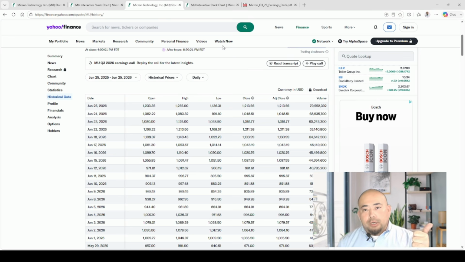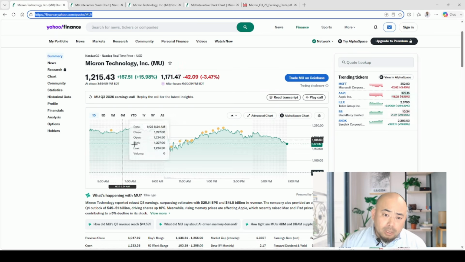So we covered the RSI. We covered the price action and volume. The last thing I've got for you all is this is a parabolic stock. What does that mean? Parabolic, right?